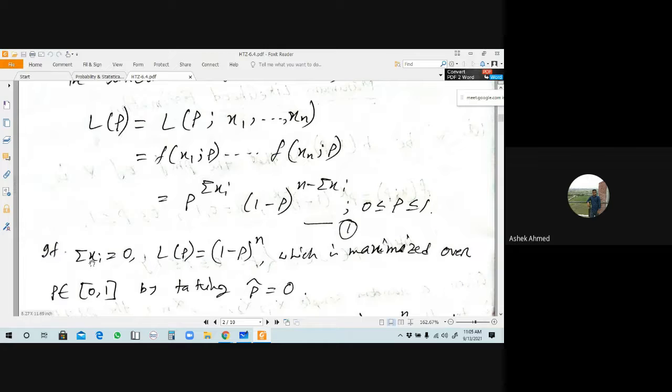If you take summation of xi equals to 0 in this equation number 1, then from here tell me the values of L of p will be কি হবে?